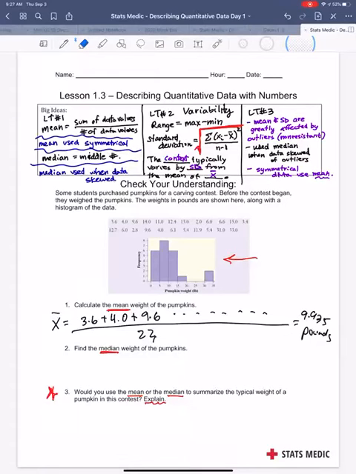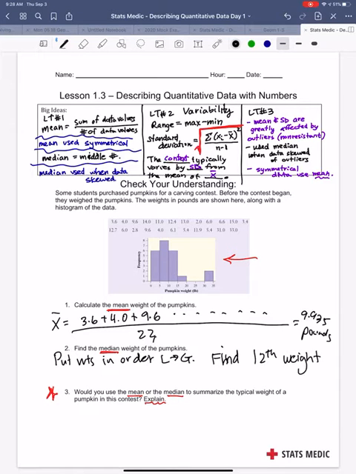The median. So I have to work my way into the middle. So I'm going to put my weights in order, least to greatest. And then I'm going to find the 12th weight. So you might be thinking, well, how did I get the 12th weight?